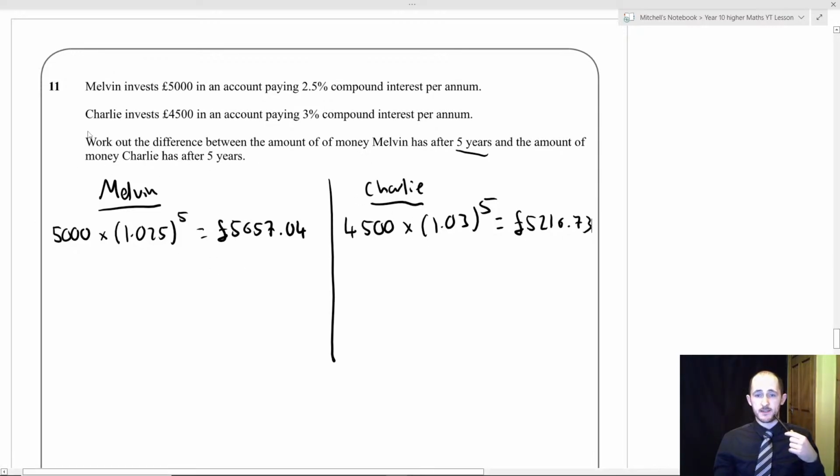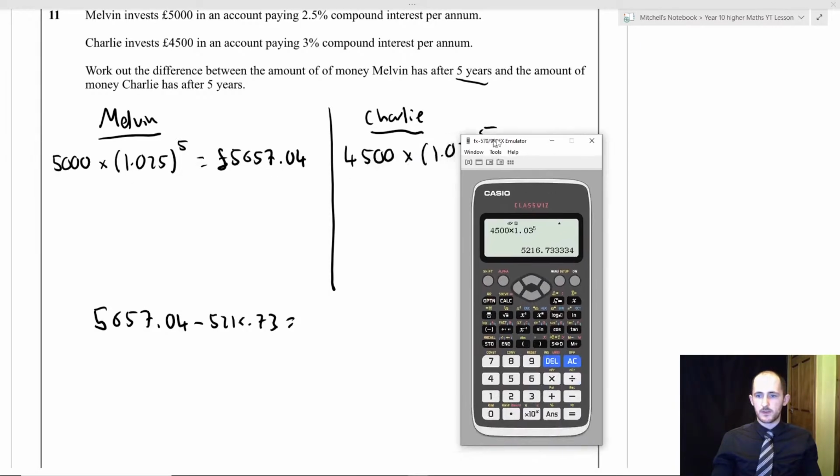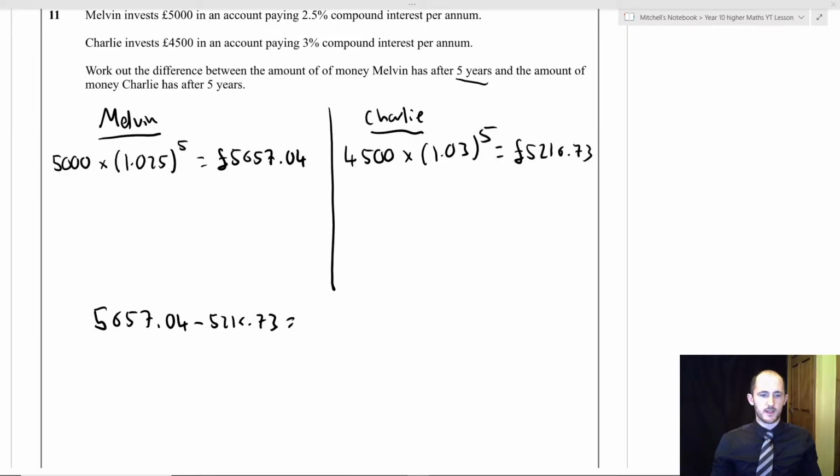But the question actually says, work out the difference in money. So what we need to do now is do 5657.04 subtract 5216.73. Let's do it. So 5657.04 subtract 5216.73. That's it. £440 and 31 pence.